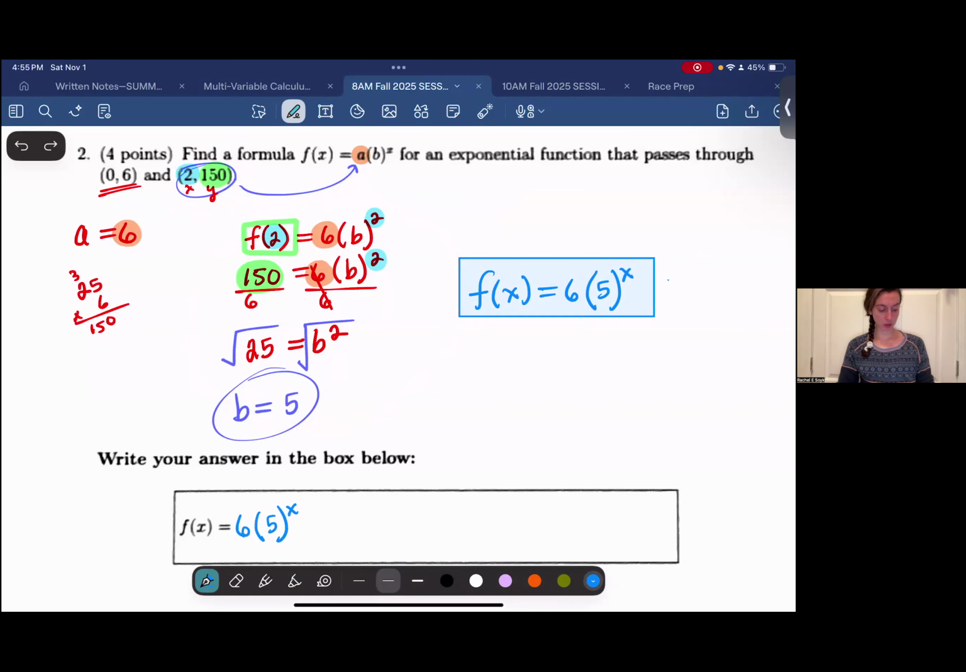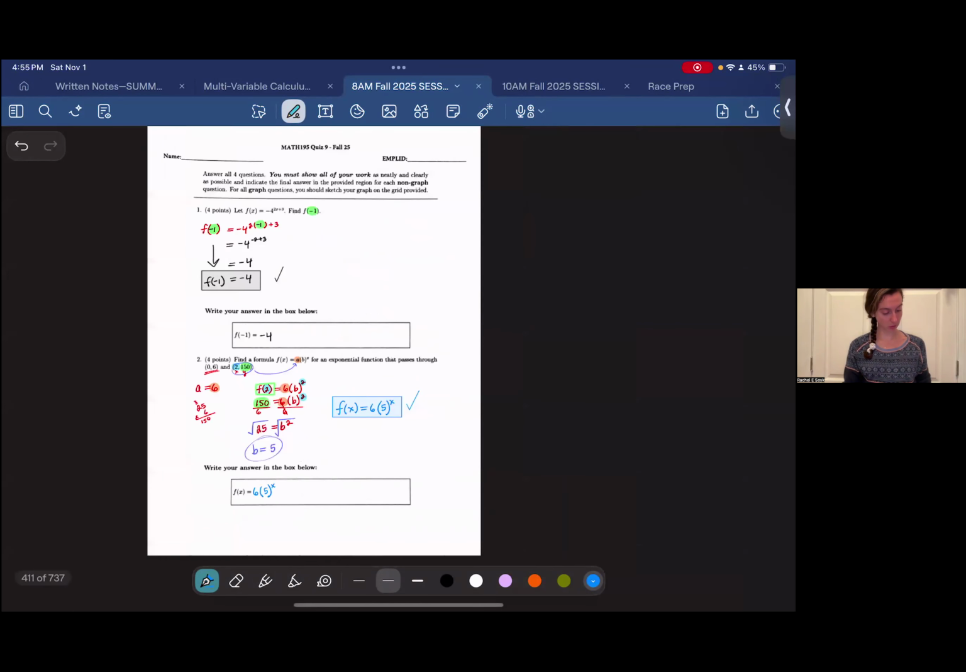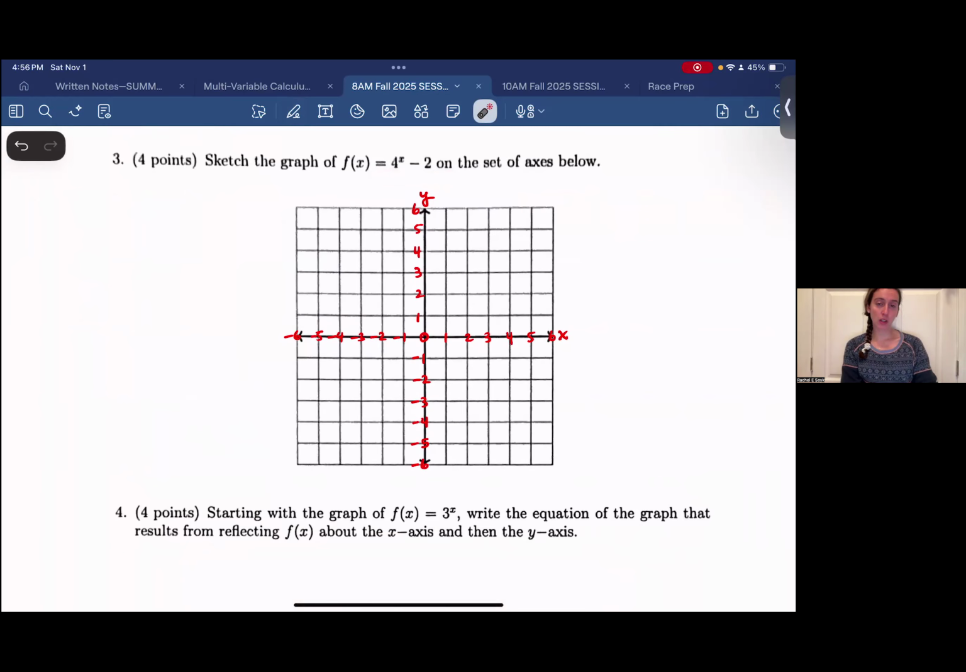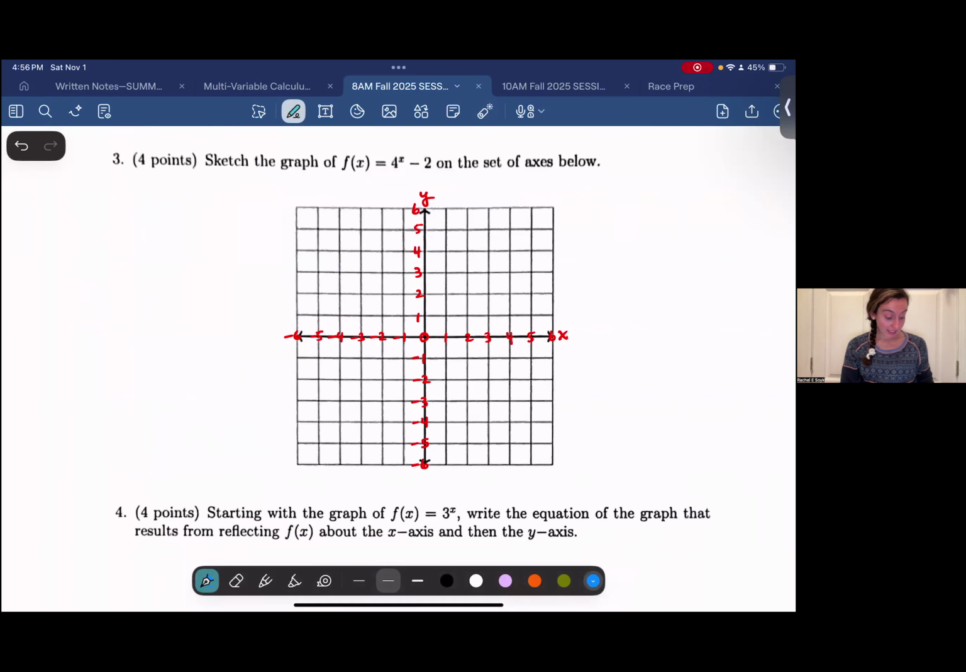Okay. So we're going to now jump to the back page of the quiz, which is question 3. And we're asked to sketch the graph of f of x is equal to 4 to the x minus 2 on the set of axes below. We're dealing with exponential functions, and so our famous exponential function e to the x. Remember how I taught you guys the trick to know what shape this looks like? It's always the undercusp of the lowercase letter e, an e for exponential. So our graph is going to look something like this.